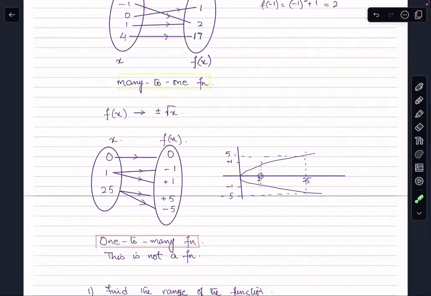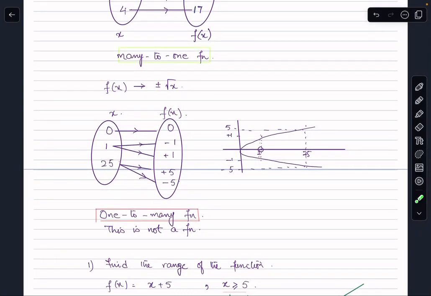But when we move to one-to-many, from those 5 friends, I cannot say that there is one friend who is going to 2 different colleges. One student can enroll in just one college. He cannot go to 2 different colleges. That's not possible for one person. So one-to-many is not a valid function.